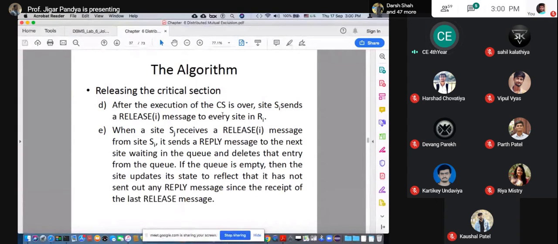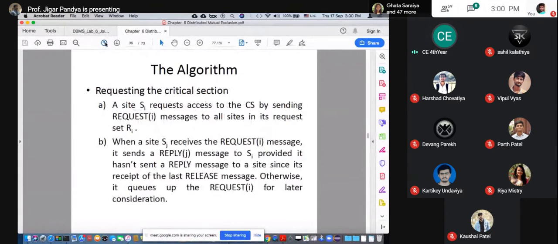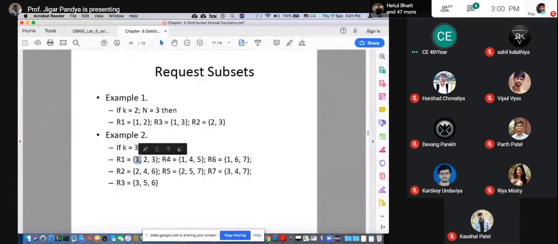Site SI sends a release message to every site in its request set, and there will be a queue. In a message passing system, as I mentioned, you cannot just ignore messages. It depends on the design, but mostly there are waiting queues. For example, when site 1 gave acknowledgement to site 2, after a while let's say 7 requested site 1 saying I need to use the critical section. What will site 1 have to do? It will have to queue number 7.